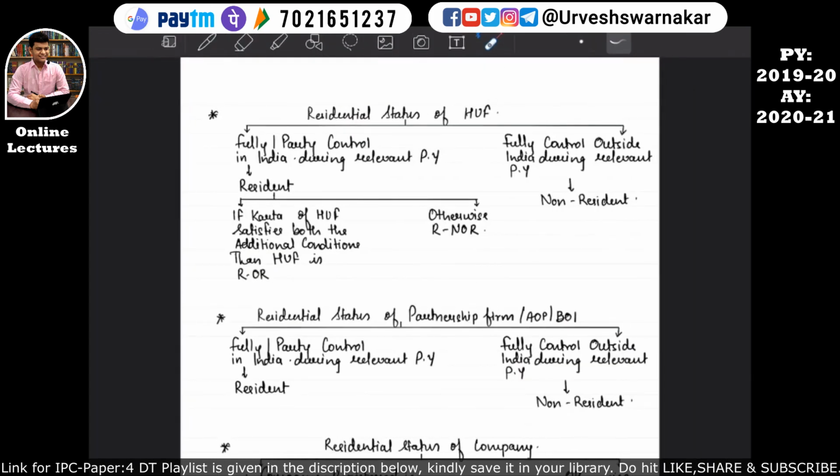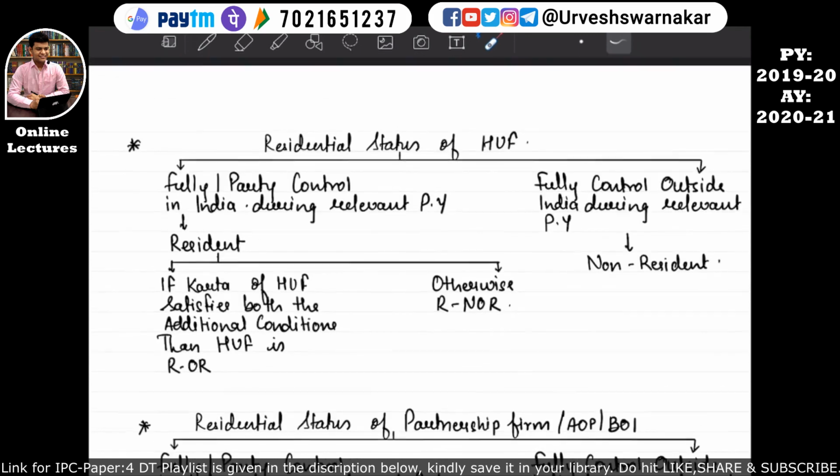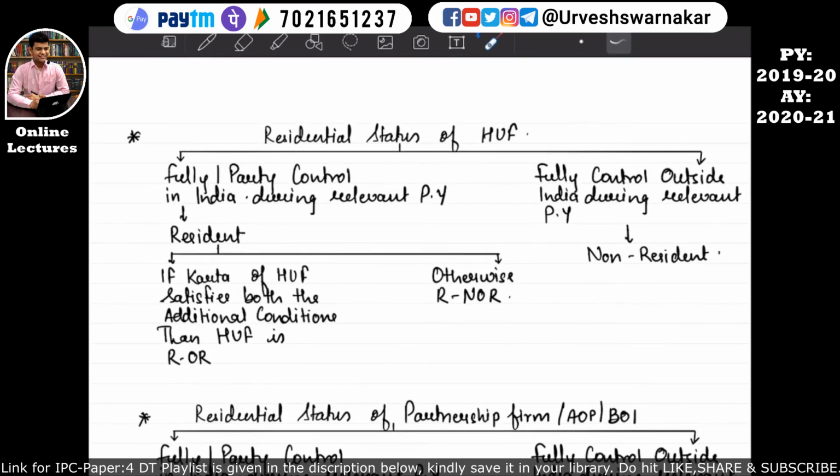So we have studied the residential status of an individual. Now let's understand the residential status of an HUF. HUF means Hindu Undivided Family. I hope you are aware of this word HUF. So if an HUF is fully or partly controlled in India during the relevant previous year, then the HUF is resident.